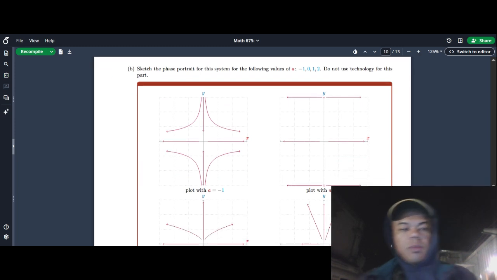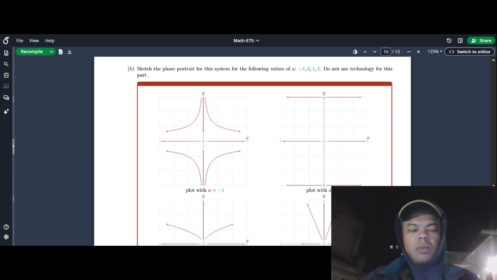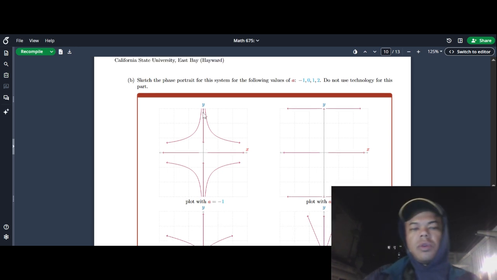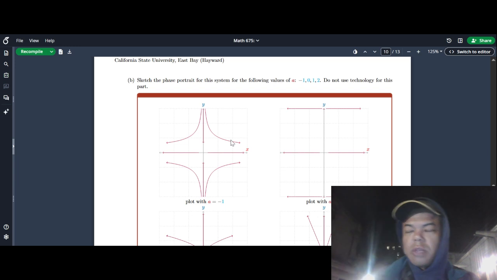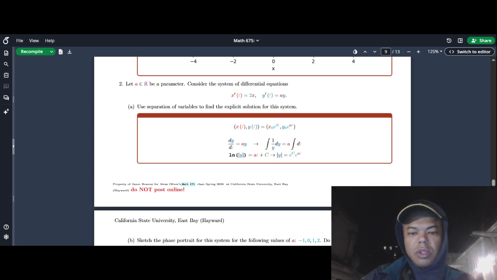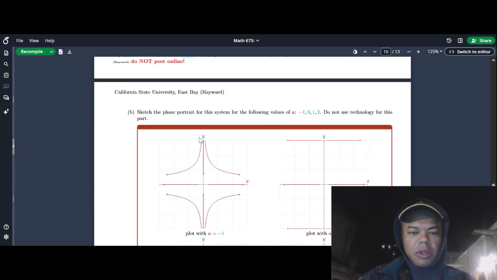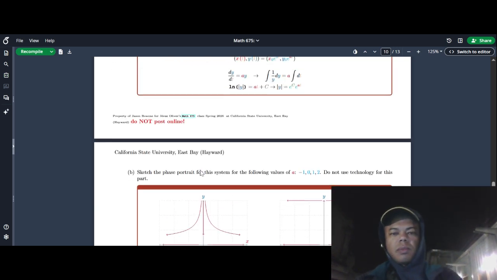We sketch the phase portraits for these values of a: negative 1, 0, 1, 2. And yes, don't use technology for this. You can draw this by hand. I use TikZ picture in LaTeX, just putting values of t into these solutions for well chosen initial conditions so that the function stays on the page.